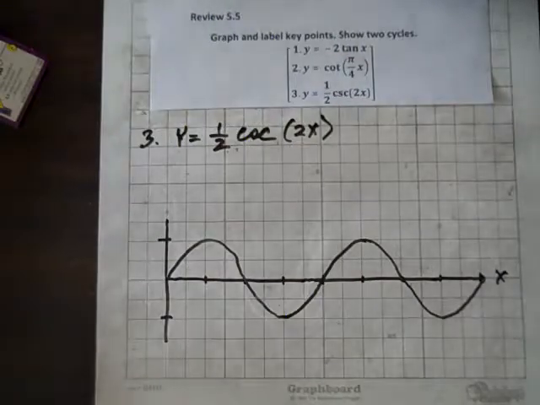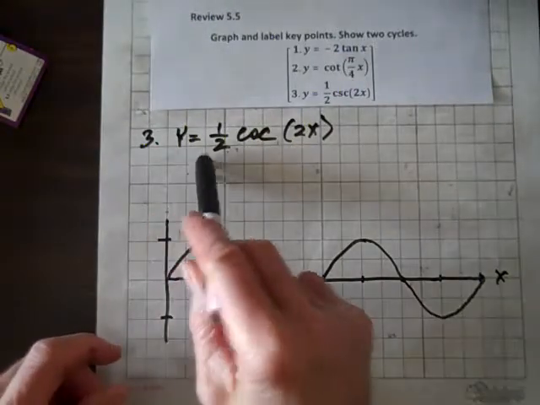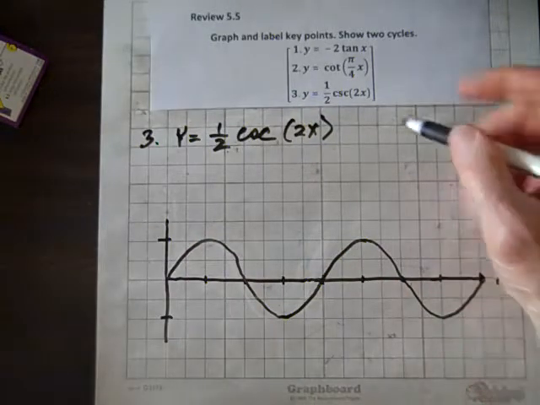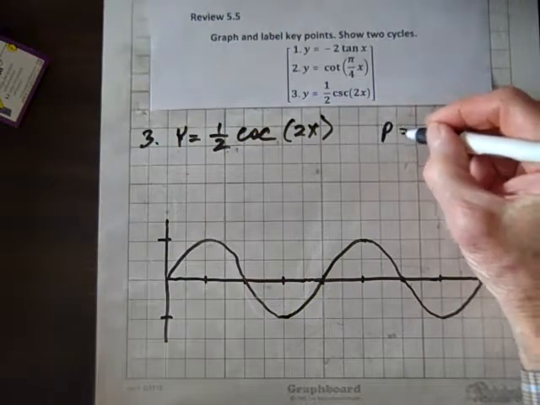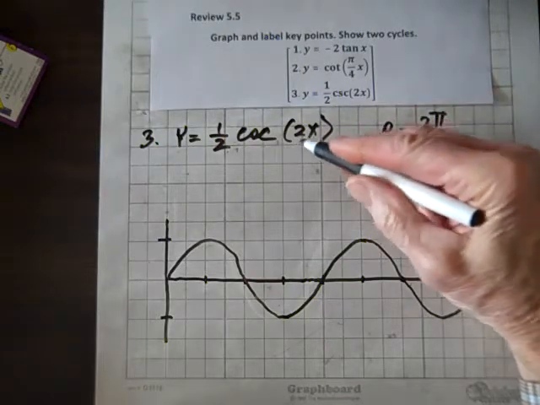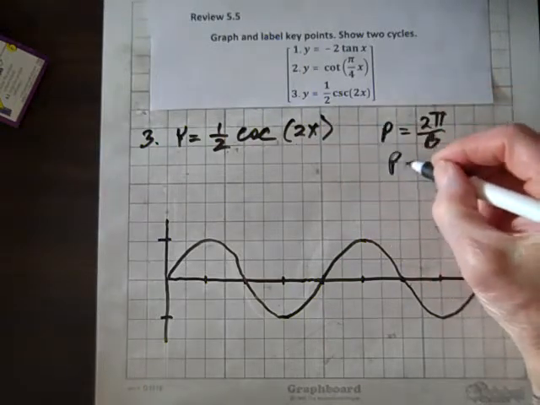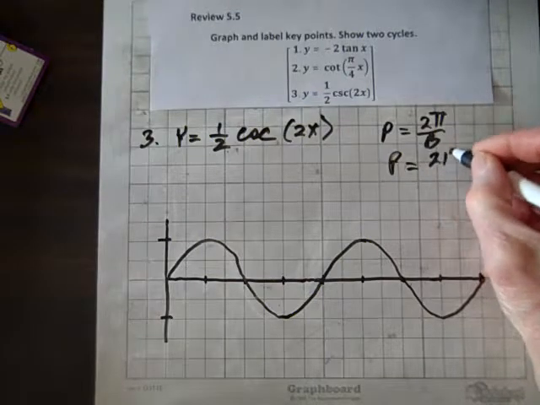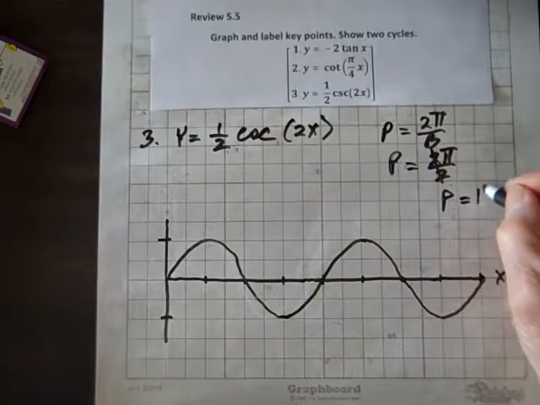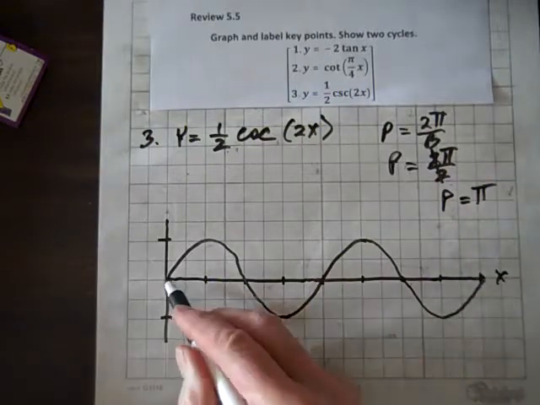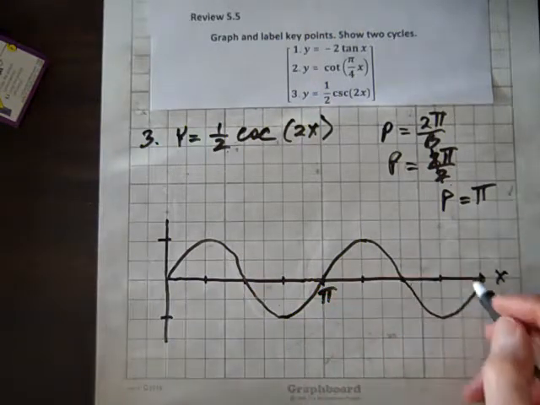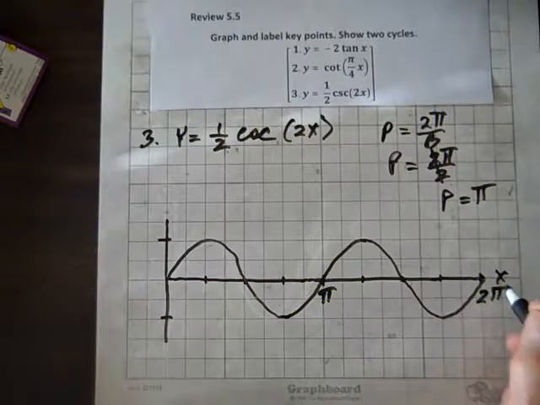Okay, now we're going to do number 3, that's graph y equals 1/2 cosecant of 2x. Well, first of all, we need the period, and we know period equals 2 pi over b. In this case, b is 2, so period equals 2 pi over 2. The 2's divide out, so the period equals pi. Well, knowing that, we go through one period till we get to here, so we'll call that pi. Go through another period, call this 2 pi.